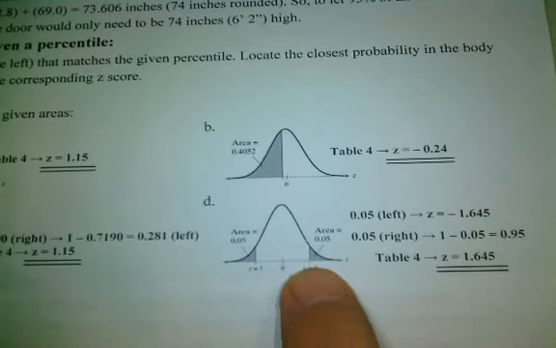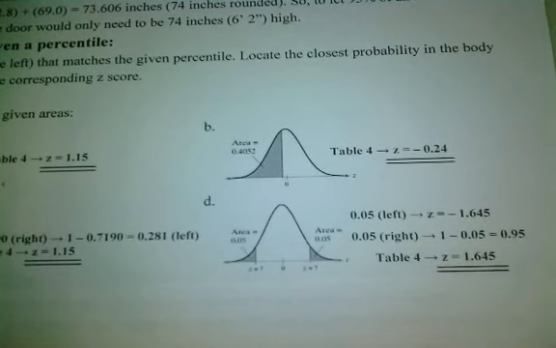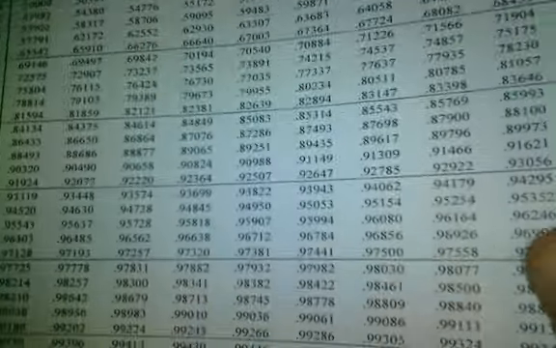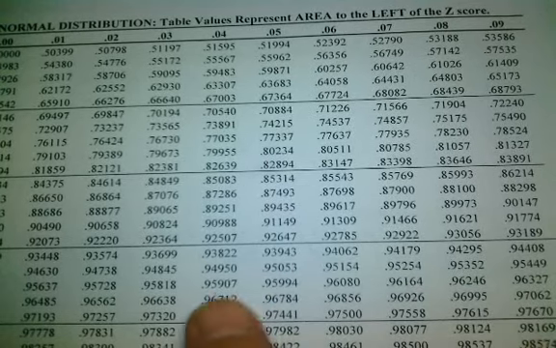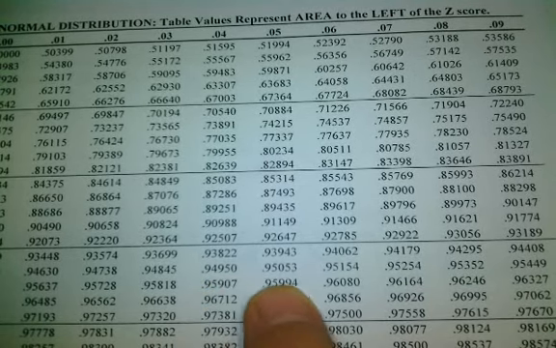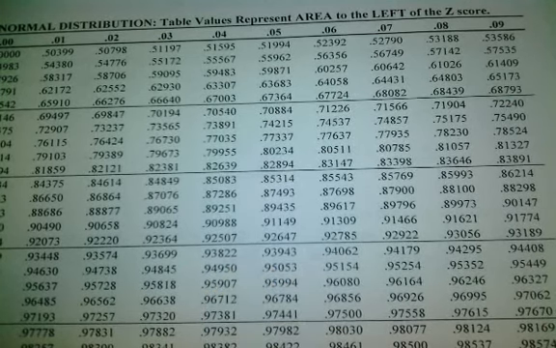Now, if I looked up this one, notice that it's shaded to the right, so the first thing I'd have to do is subtract from 1. That would give me 95%. When I then look up 95% on the positive side of things, here we have 0.9495, here we have 0.9505, so pretty much right in the middle between those two, 1.645.